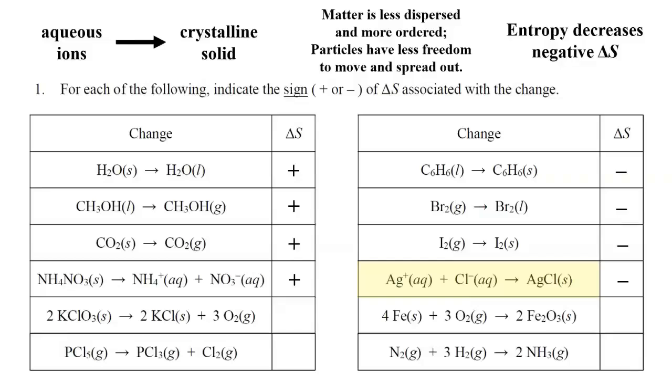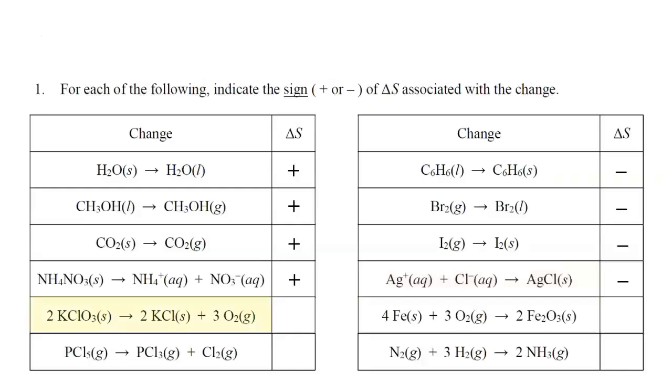Now let's take a look at our next example. We have a chemical reaction represented by a balanced chemical equation. So to make a prediction about the sign of delta S associated with this chemical reaction, let's compare the phases of matter on each side of this chemical equation. So on the left, for the reactants, we have 2 moles of solid. And on the right, for the products, we have 2 moles of solid and 3 moles of gas.